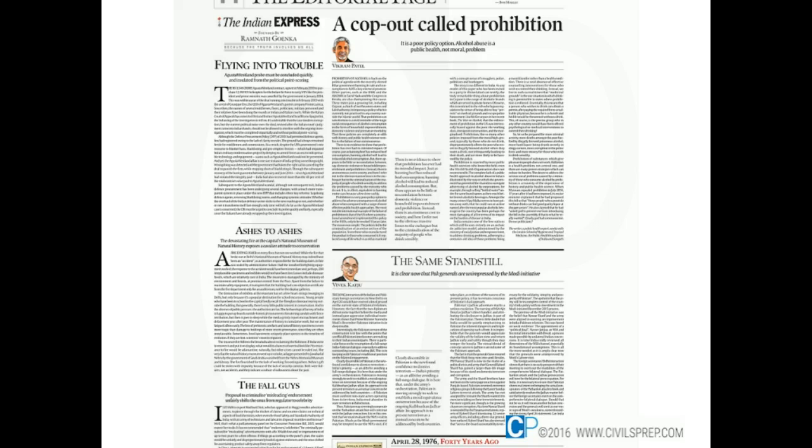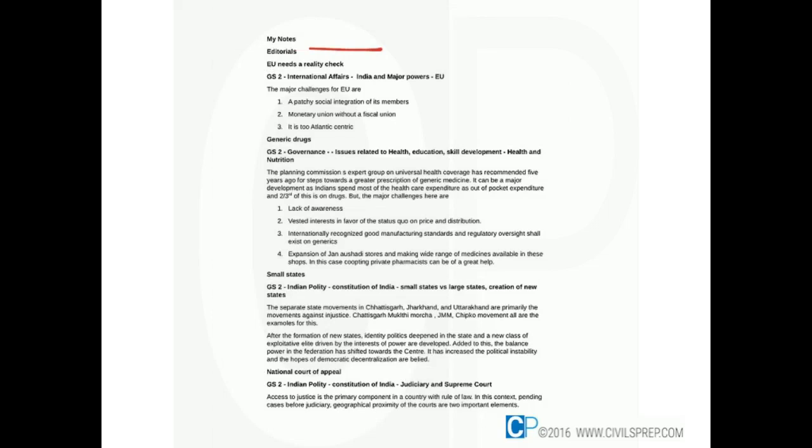And also, from producers to consumers, everyone becomes criminalized because of these laws. Instead, if it is seen from a health perspective, the government has to focus on de-addiction centers and various other steps which are more successful. So when the government can't implement something, it's better not to implement it. This is the essence of it. Now let us recapitulate. EU needs a reality check. The three major problems of the EU are lack of social integration, monetary union without fiscal union, and being too Atlantic focused.